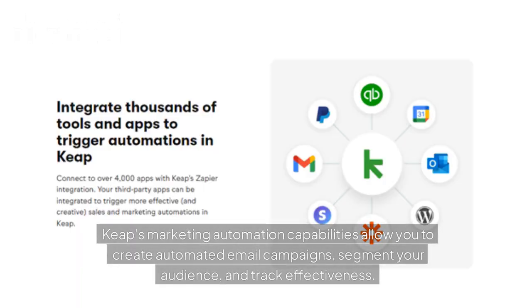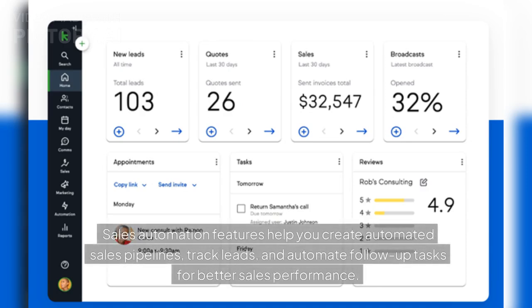Keap's marketing automation capabilities allow you to create automated email campaigns, segment your audience, and track effectiveness. Sales automation features help you create automated sales pipelines, track leads, and automate follow-up tasks for better sales performance.